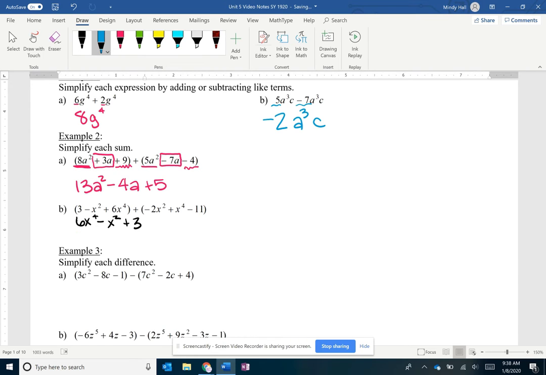So we are going to add this negative 2x squared plus x to the fourth minus 11, but we are going to rearrange it so that we can just line them up directly. So x to the fourth should go under x to the fourth. Oops, why is my pen not writing?